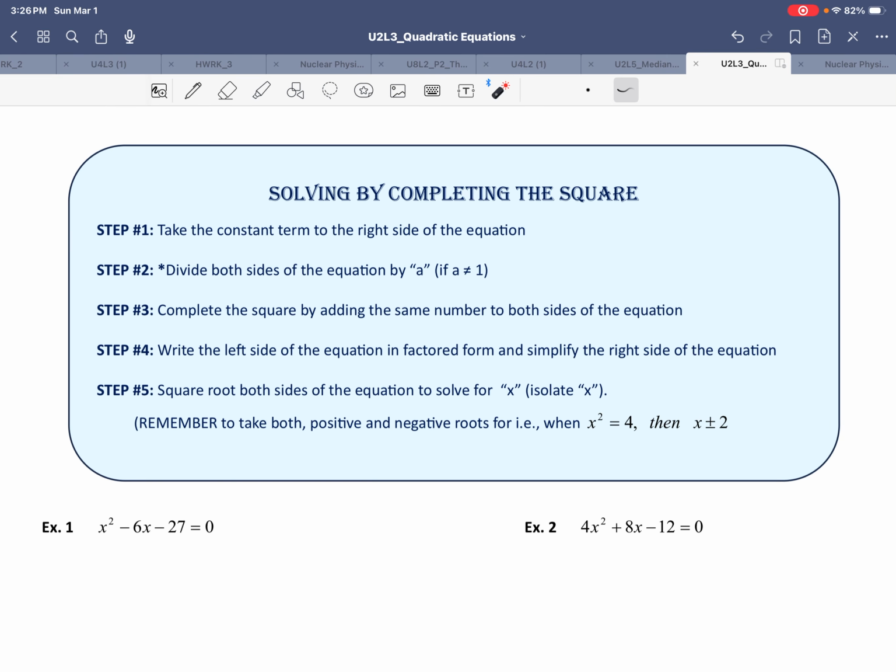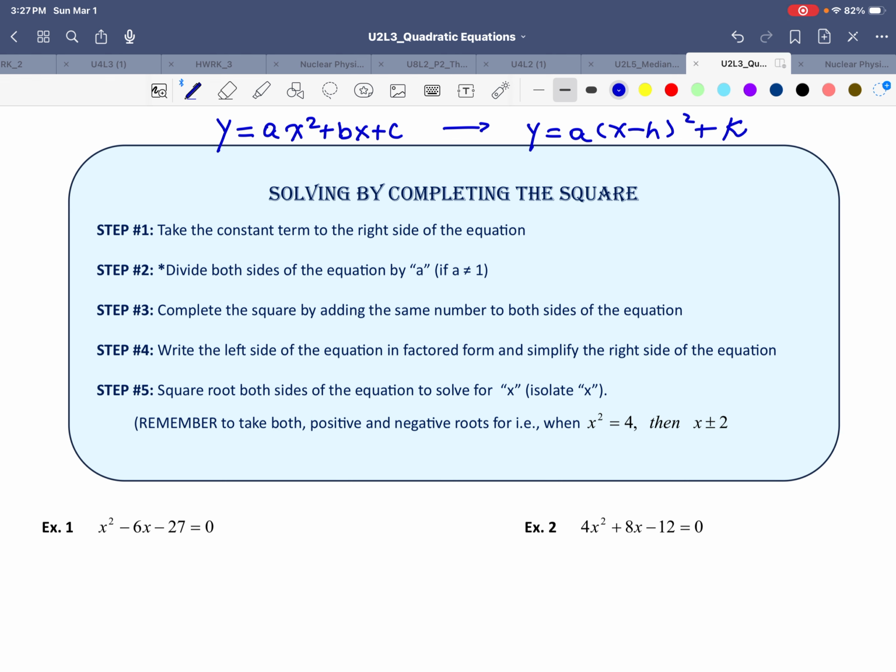In this video, we'll go through the step-by-step process to solving a quadratic equation by the method of completing the square. Now, we have mentioned completing the square method in converting the quadratic functions or the equation of quadratic functions of the form y equals ax squared plus bx plus c into the vertex form y equals a(x minus h) squared plus k. Now, the process of going from the standard to vertex form is called completing the square.